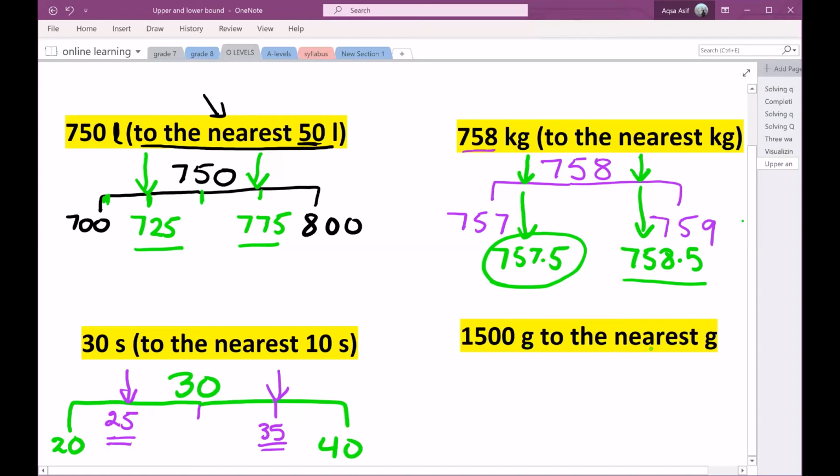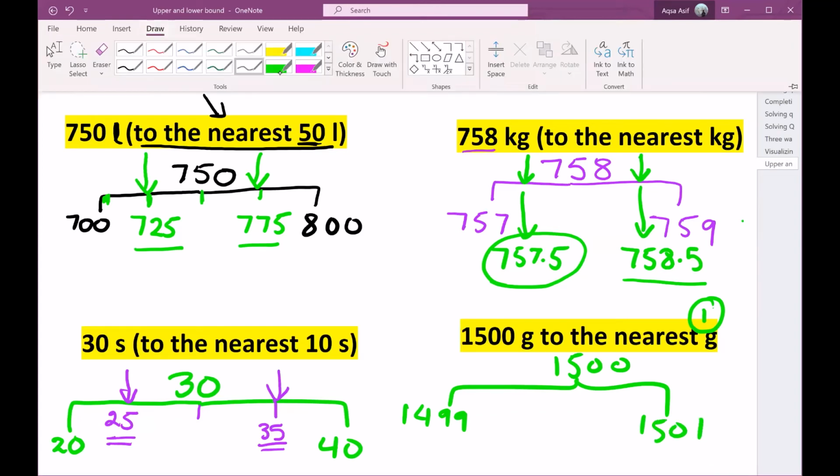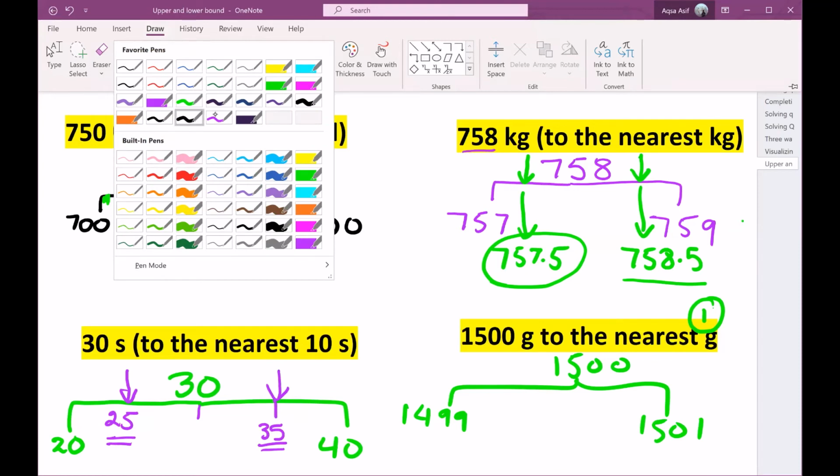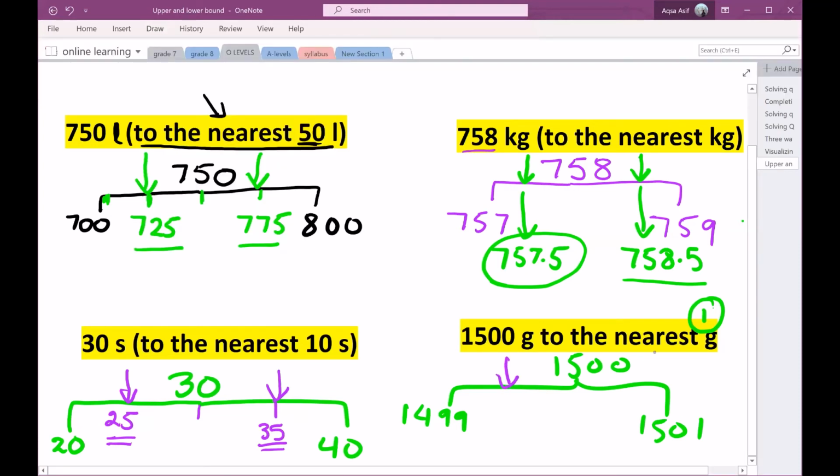1500 grams to the nearest gram, to the nearest 1 gram. 1500 to the nearest 1 gram means 1499 and 1501 are the possibilities. So we will be going for the middle number. Number in the middle will be 1499.5 and here it will be 1500.5.